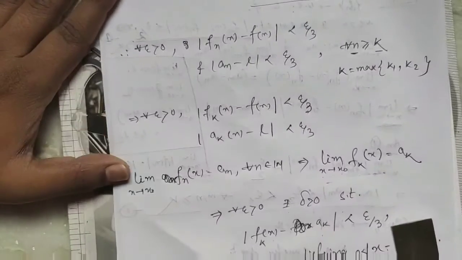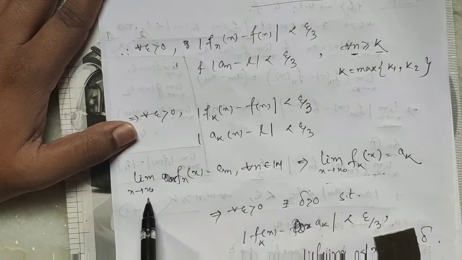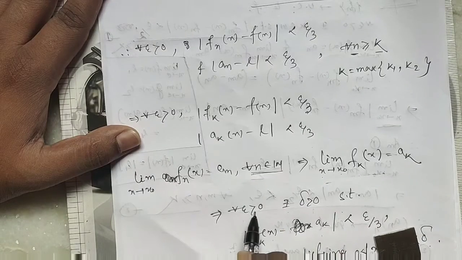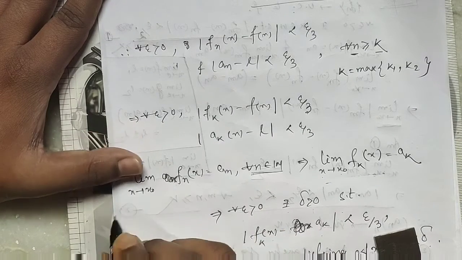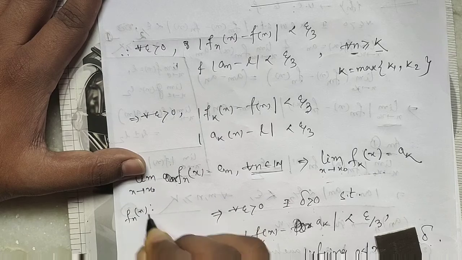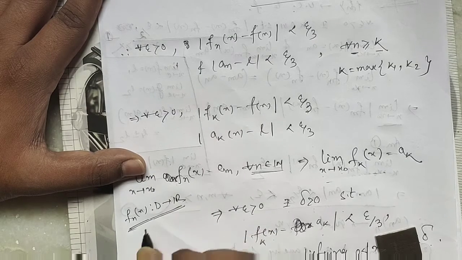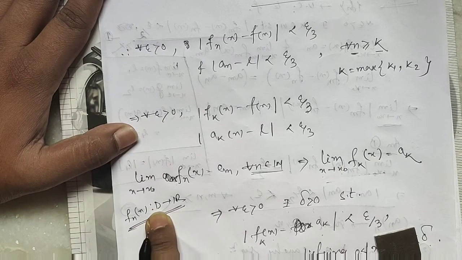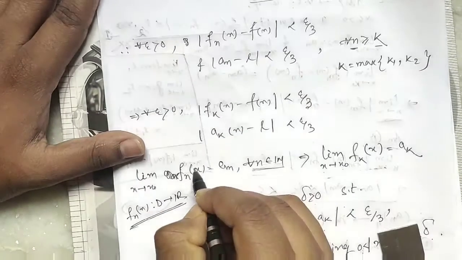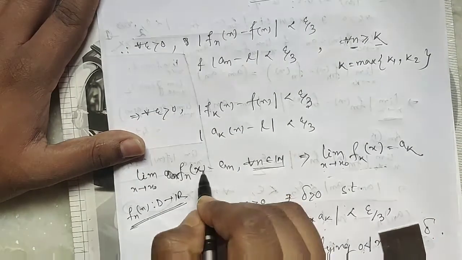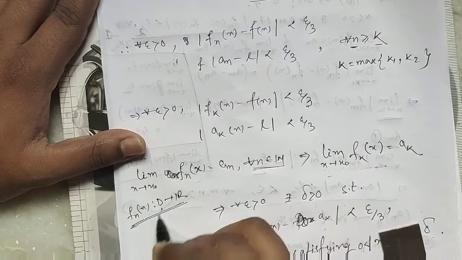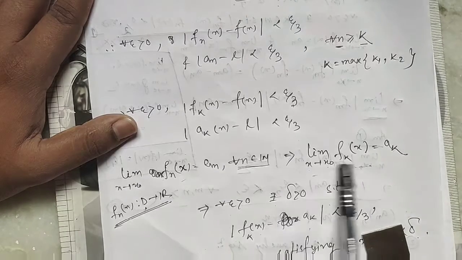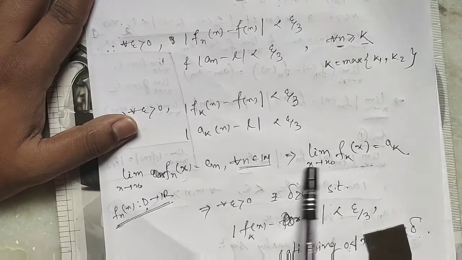Now we have the limit as x tends to x0 of fn(x) equal to an for all n belonging to N, and each fn is a function from D, because the sequence of functions is defined on the set D. So this x comes from D. Therefore the domain of these functions is D. So this limit is equal to an for all n. So for n equal to k this holds.